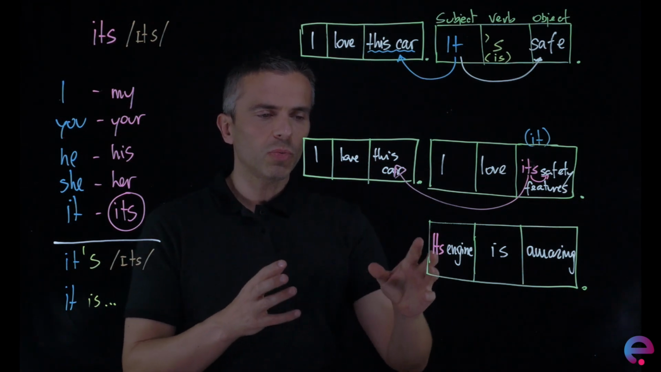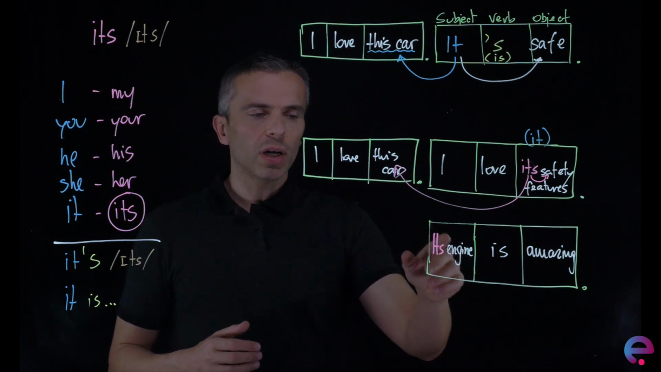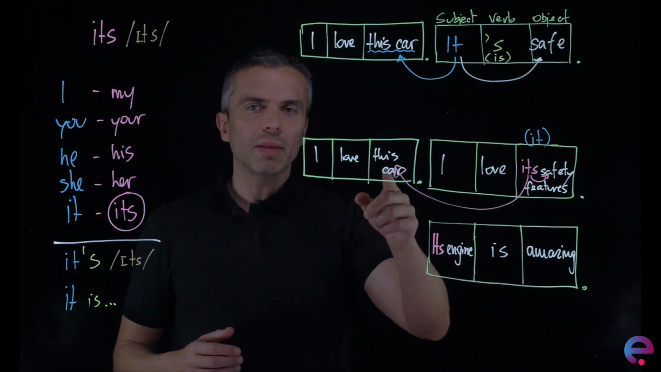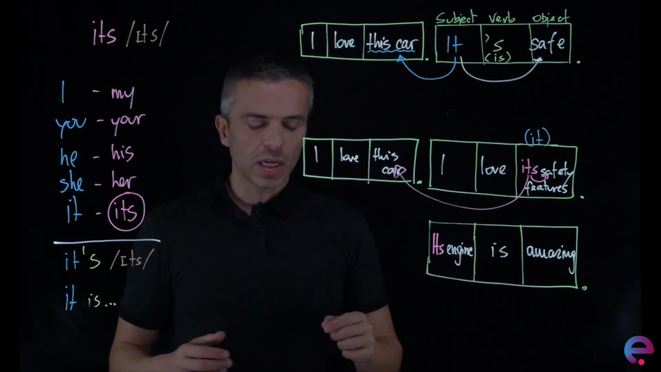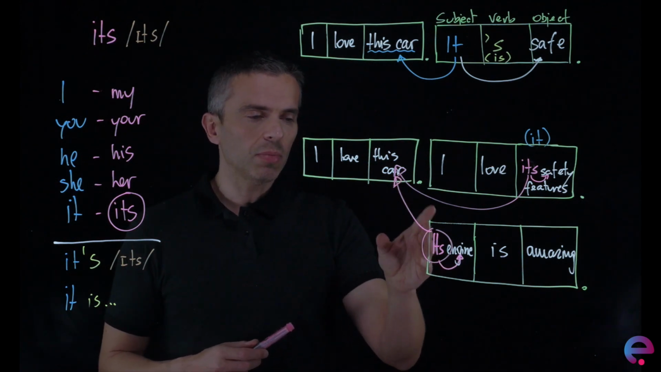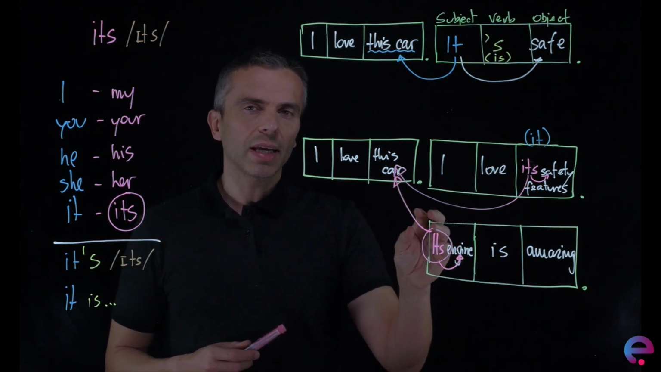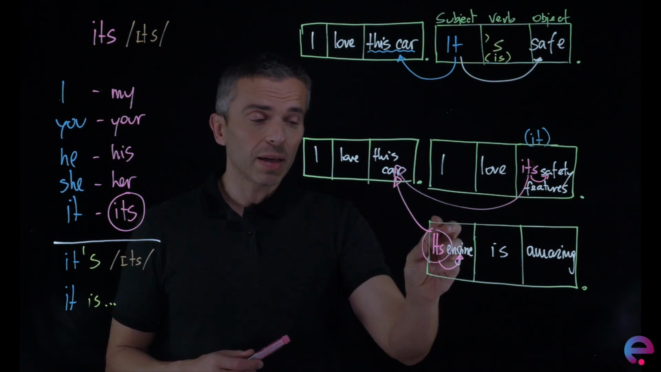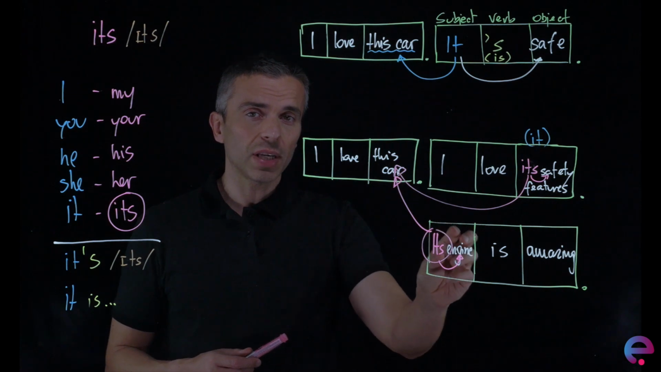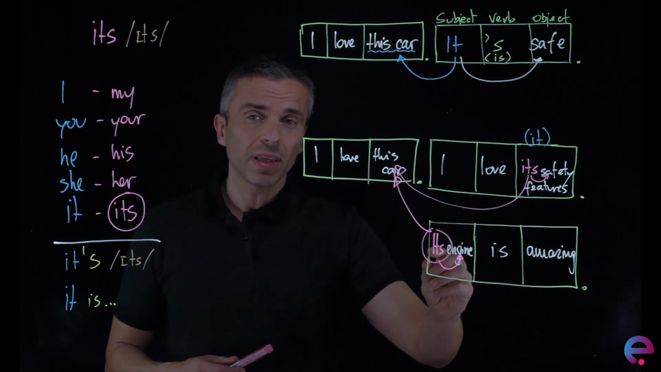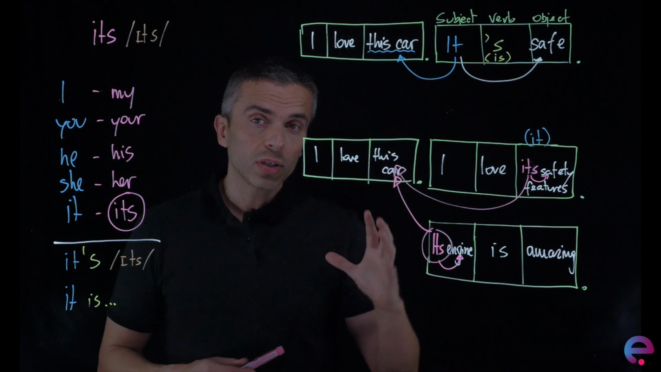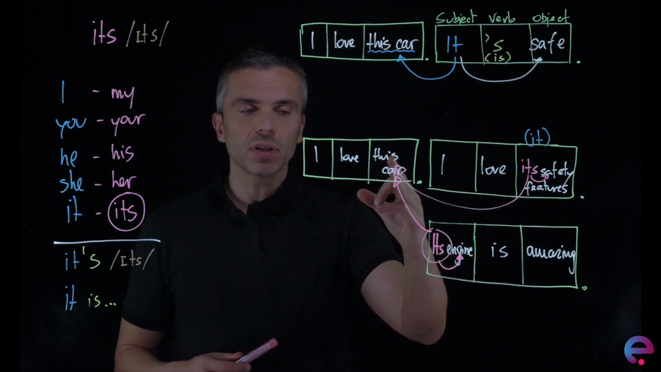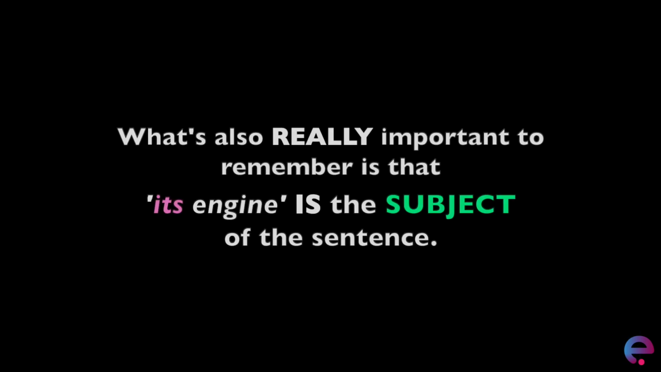Because you see, over here when we say its engine, what we are referring to is straight away the engine that belongs to this car. At the same time, this its is telling us how we are supposed to interpret this engine. And that means we need to see this engine as something that belongs to something else. To what? That's the reference to this car.